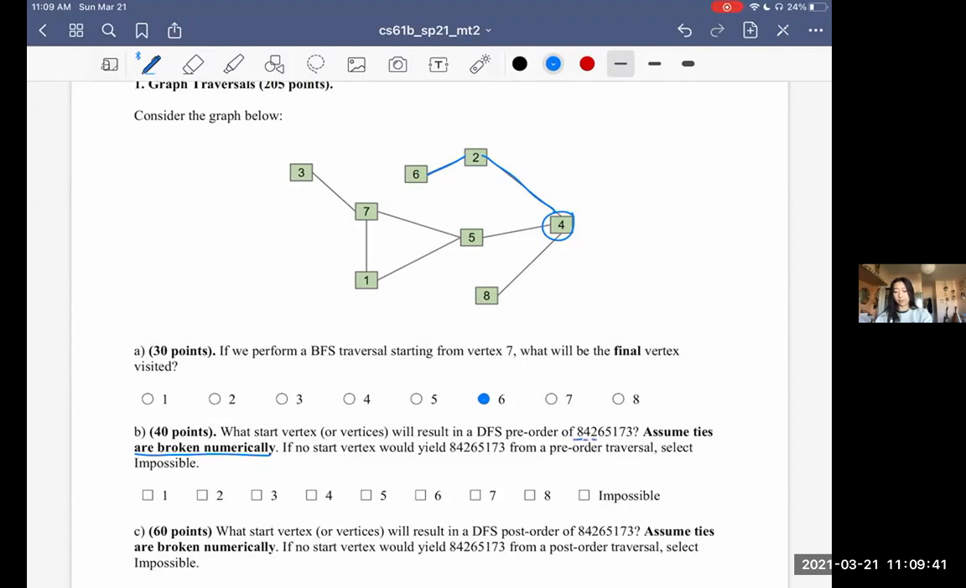We've got this order 8, 4, 2, 6. Then we come back and say, okay, where was I again? At this node 4. Now we'll visit 5, which makes sense. Then 5 has 2 children, 1 and 7. We visit 1 first, because again, we're breaking ties numerically. So we go to visit 1, and then we dig deeper on 1. We say, okay, 1, who's your child? And it only has 7. That's fine. And 7, who's your child? Well, that's 3.